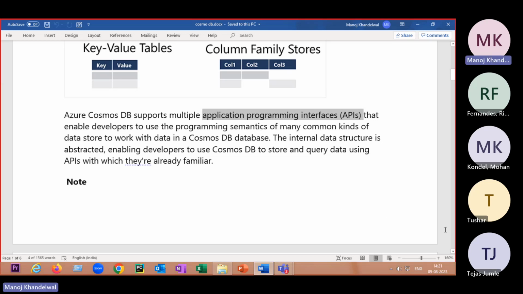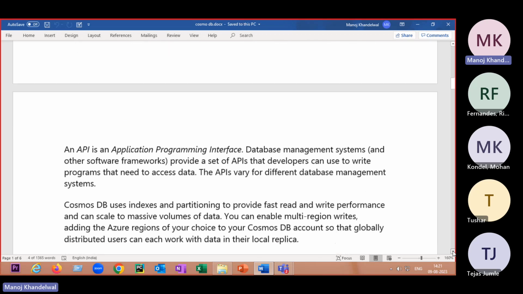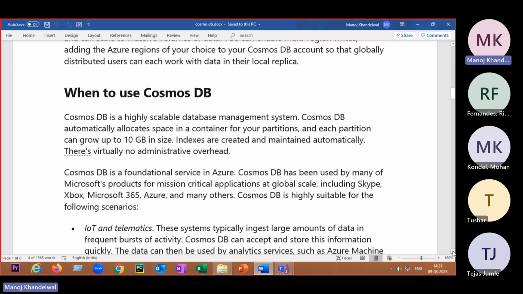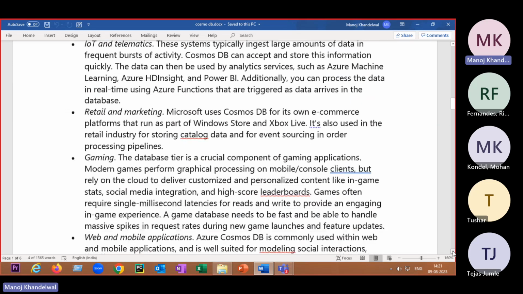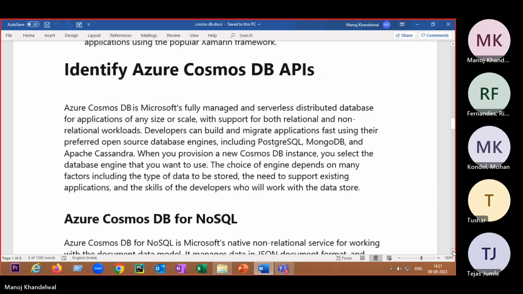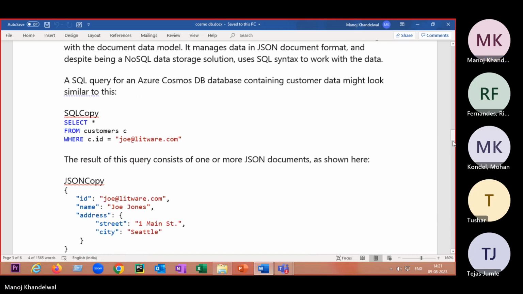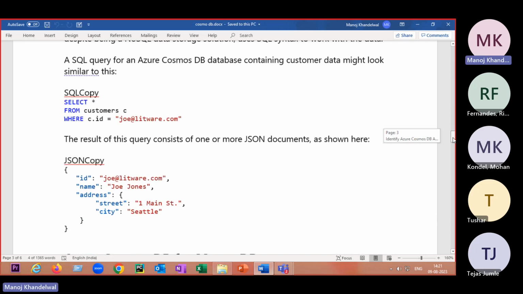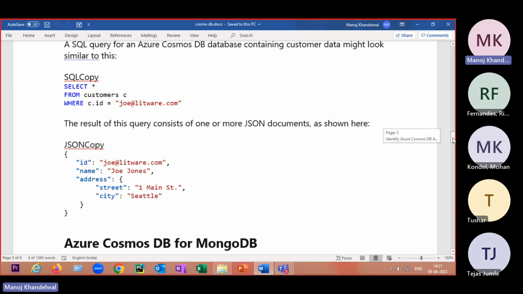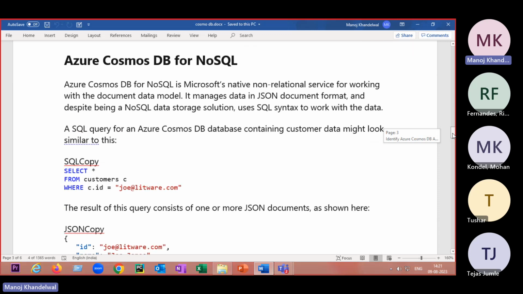If you are a developer working in, for example, MongoDB, or with other different types, or SQL, say you want to use the SQL syntax only. Cosmos DB will let you give the SQL command, but the underlying data will be JSON.